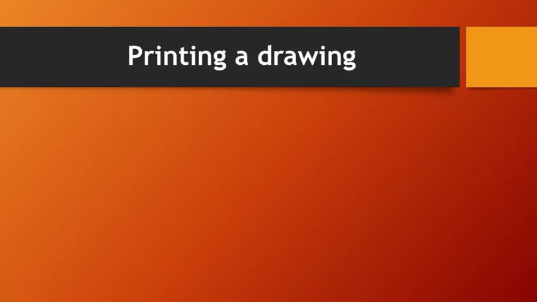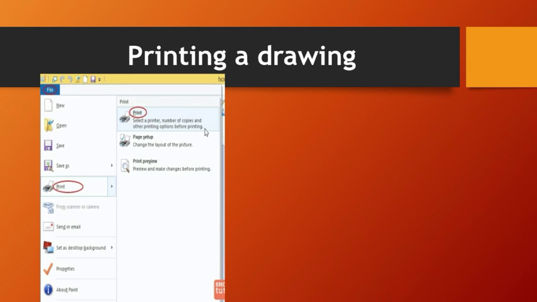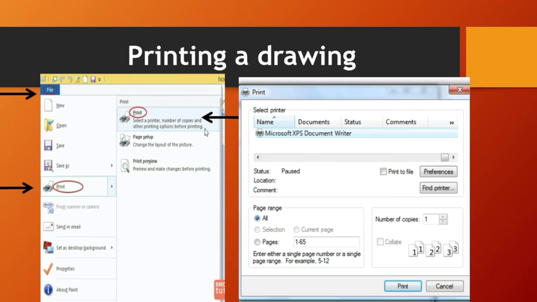Printing a drawing. To print a drawing, follow these steps. Click the File tab. Click Print. Select Print from the sub-menu options. The Print dialog box appears. Select the printer and click Print in the dialog box. Press Ctrl+P to print a drawing.